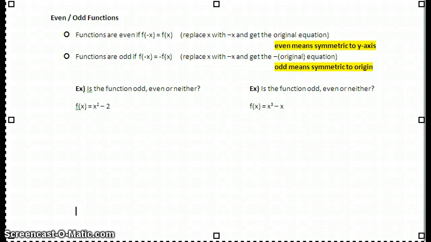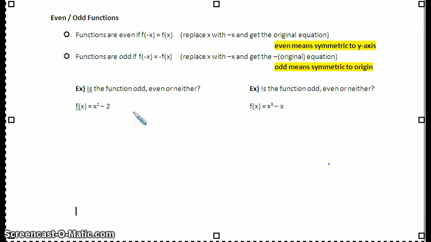Welcome back to the second part of Trig P6 or Pre-Calc 1.5 notes. The topic we're going to start off with in this section of the notes is a topic that tends to be a little bit difficult for students to catch on to. It's the concept of whether a graph is even or odd.